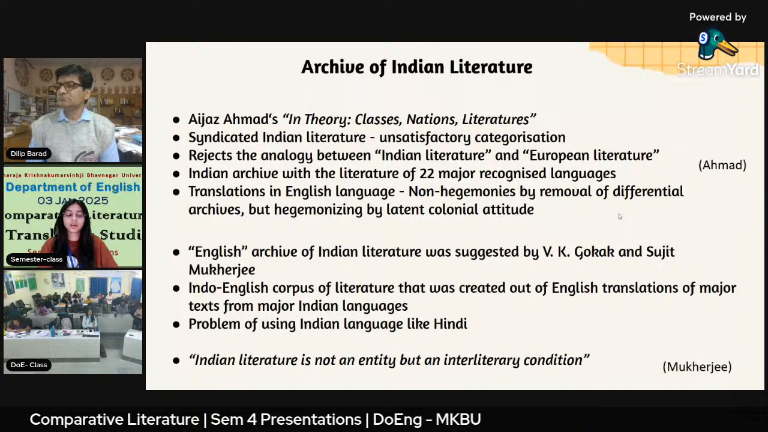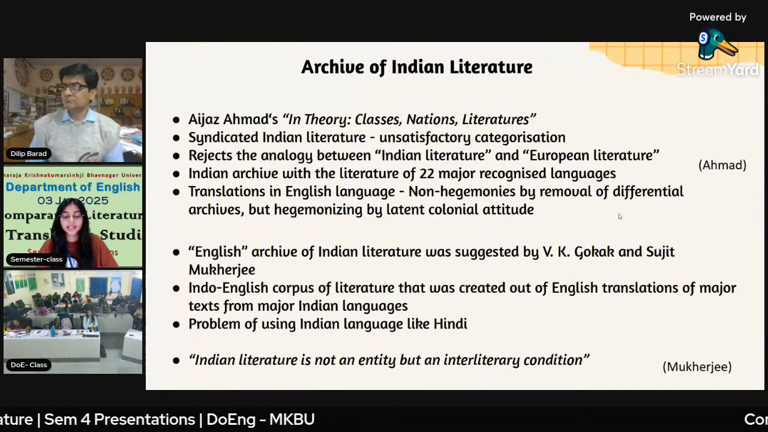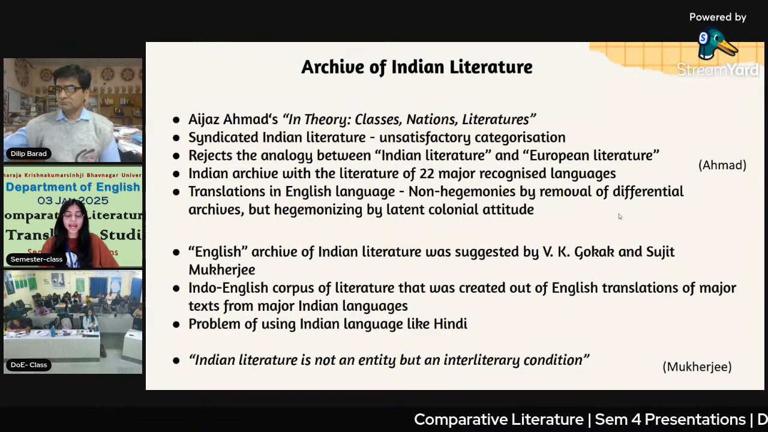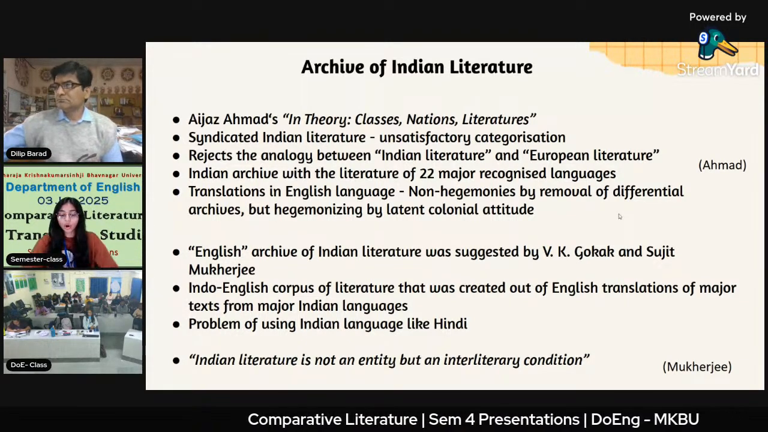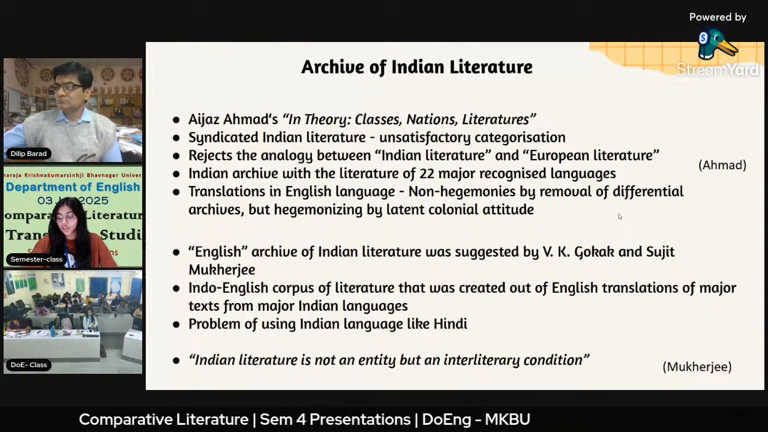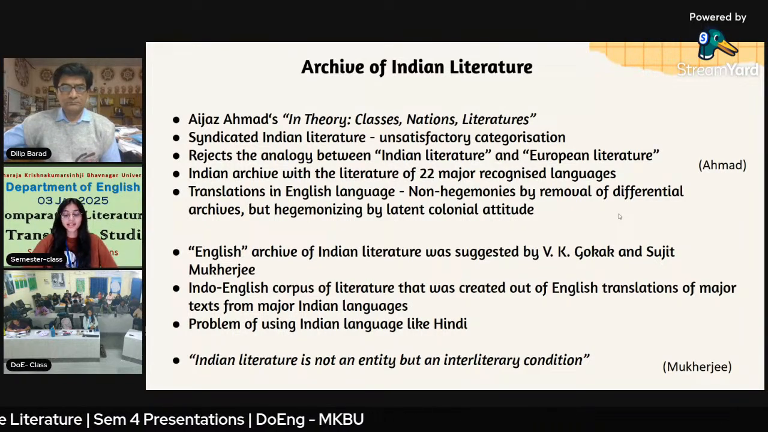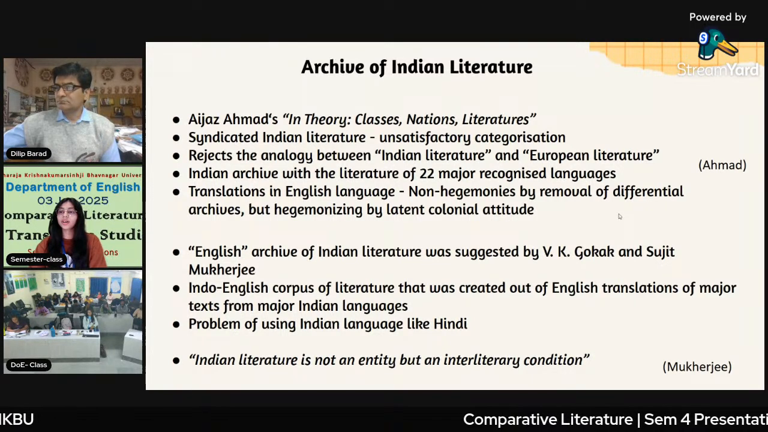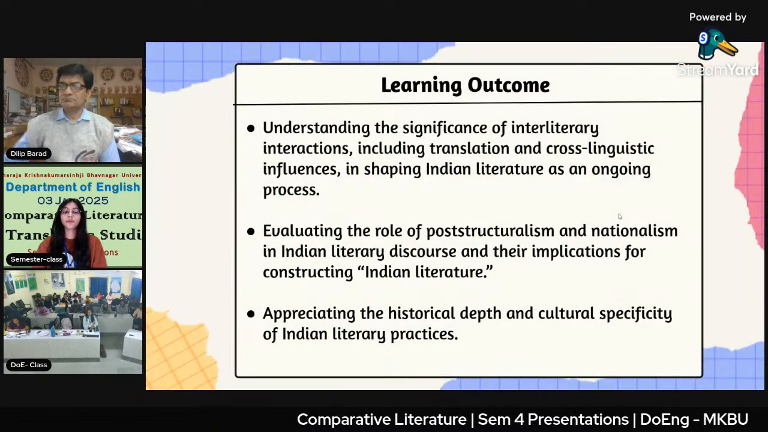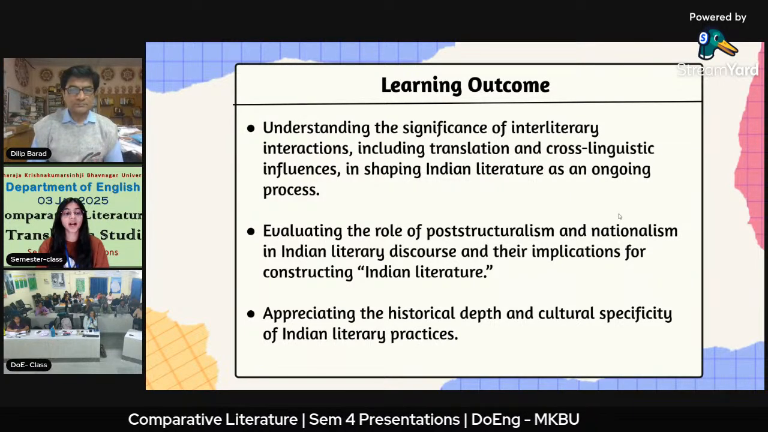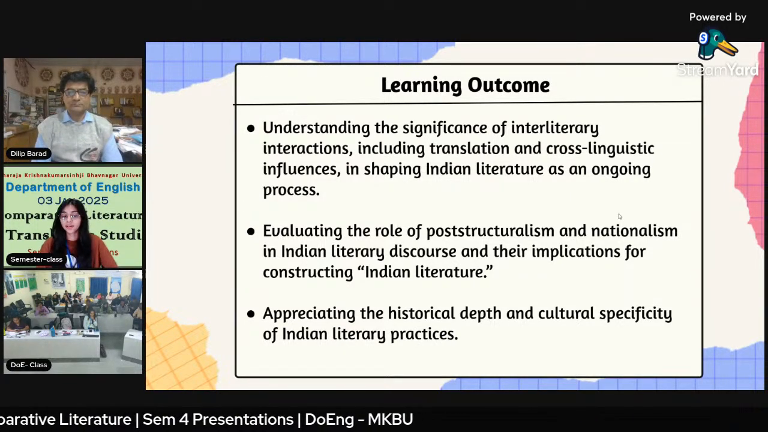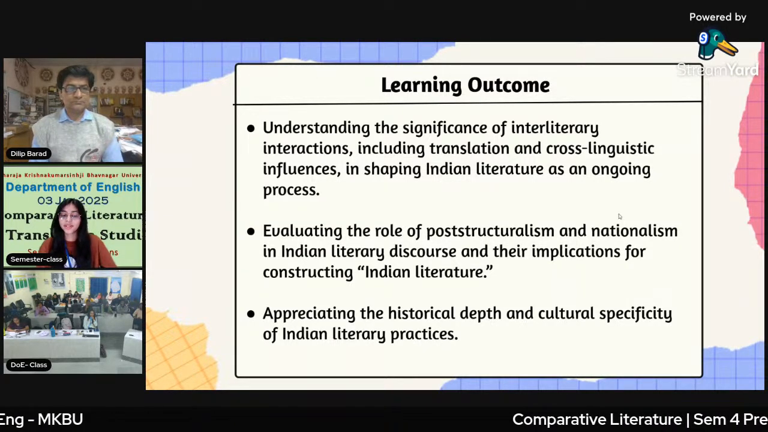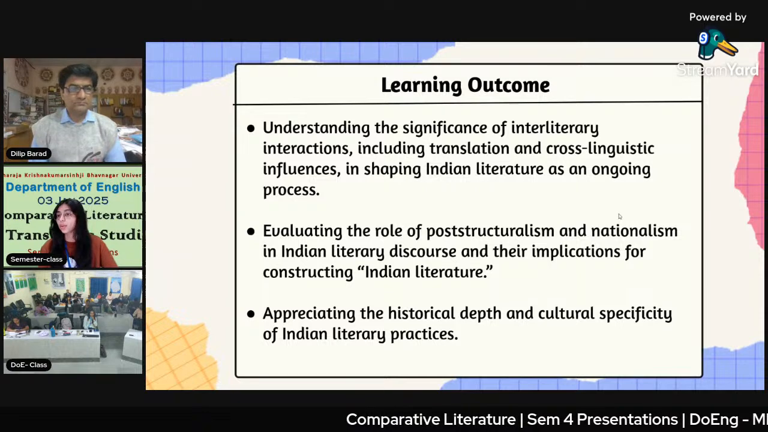At the end of this, Amiya Dev says that Indian literature is not an entity, but an interliterary condition, which means that all these cultures, all these different literatures are influencing each other, and there is this interliterary condition among them. More on that from here on, my co-presenter Dhatri will continue, but before that I would like to share my learning outcome of this article, which is that it helped in understanding the significance of interliterary interactions, including translations and cross-linguistic influences in shaping Indian literature as an ongoing process.